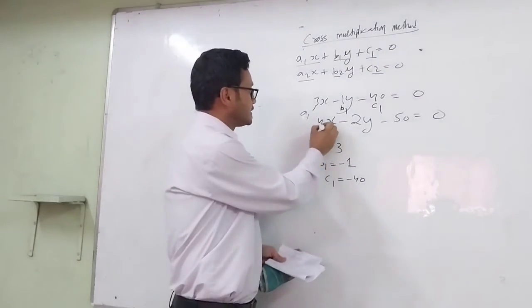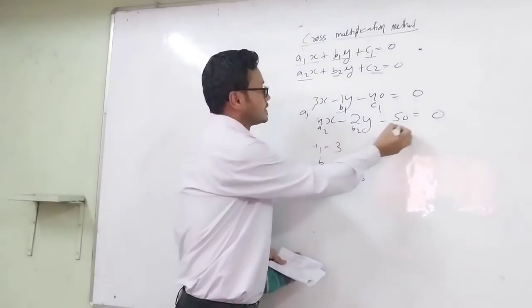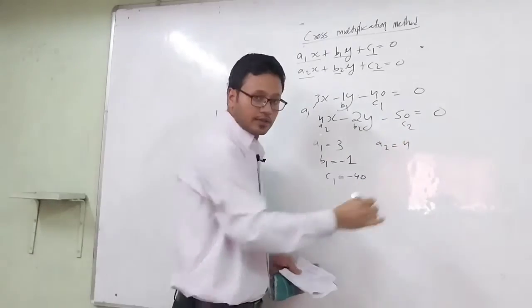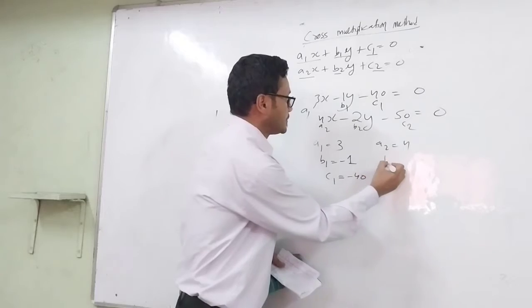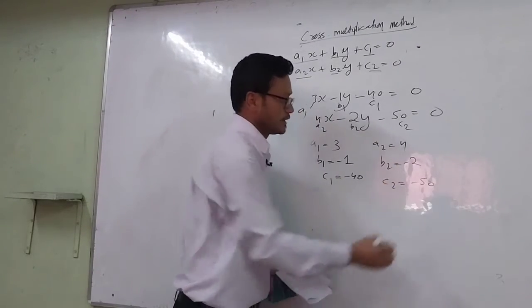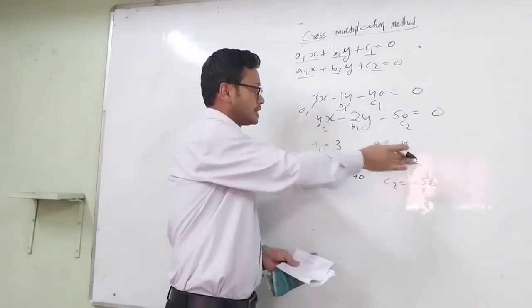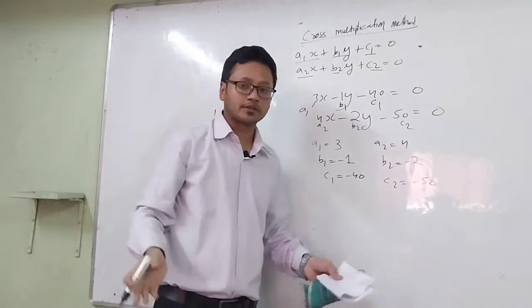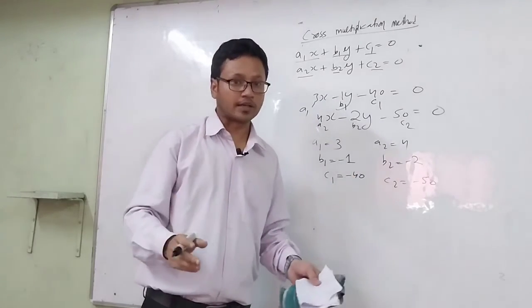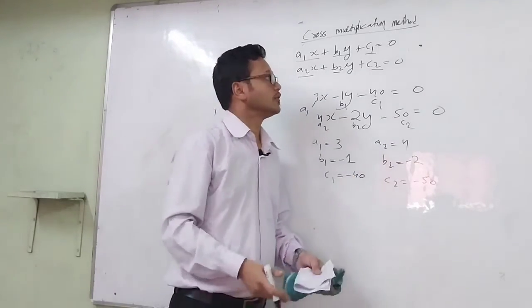Similarly here, this is a2, this is b2, and this is c2. So a2 is 4, b2 is minus 2, and c2 is minus 50. Altogether, this is the formation of the equation for the cross multiplication method.